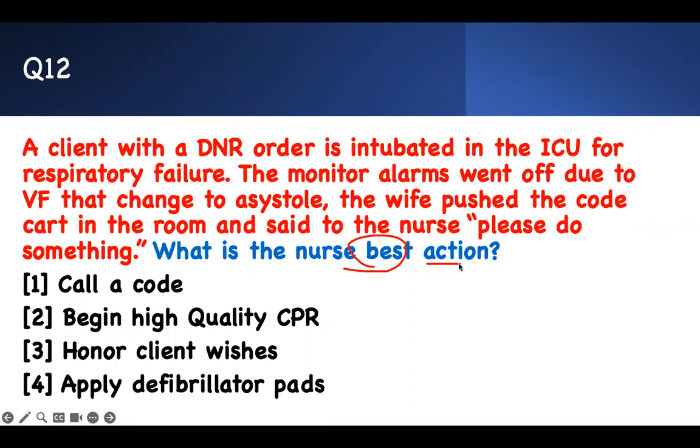Follow instruction. Patient has an order: do not resuscitate. It went to VFib and asystole. Now the wife wants to bring him back. Good luck with that. Okay, no need to call a code. Don't begin quality CPR, honor the client's wishes. Defibrillator is not needed.